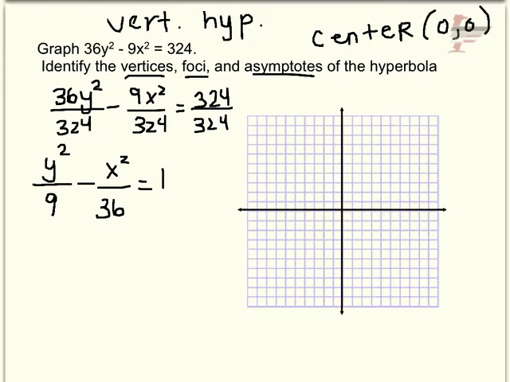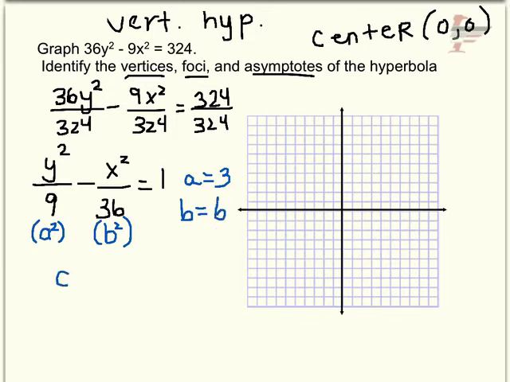Other things that are usually pretty easy to identify, provided the equation's set up for you, are a squared and b squared. And remember that a squared always comes first. In a hyperbola, it's not always the biggest number, it just always comes first. So just remember that. If a squared is 9, then a is going to be 3. If b squared is 36, then b will be 6.